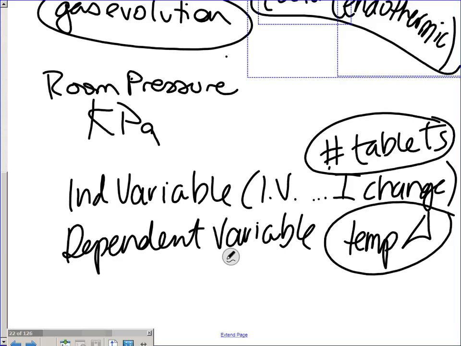So the temperature change doesn't control the number of tablets. That just sounds silly, right? It's the number of tablets that controlled how much the temperature changed. So it's easy to rationalize if you think about it.